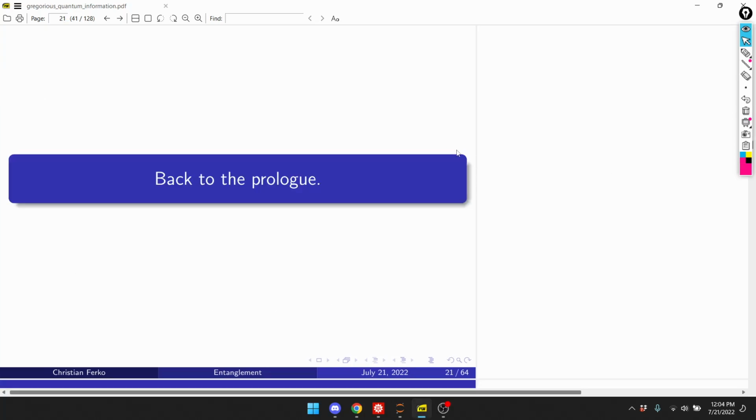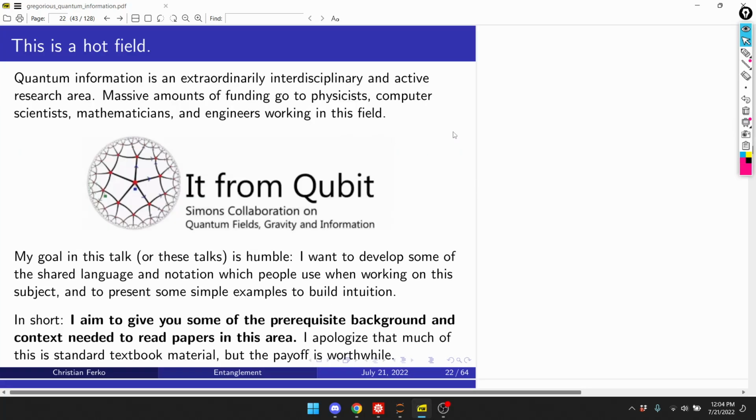Okay, this has been a long introduction. Back to the prologue. I'd like to emphasize one more time that this is a very interdisciplinary and active field. There's a lot of money being thrown at this area right now. I think historically the only close analog of how much money is being thrown at quantum information right now is the space race between the US and the Soviet Union, although in this case the main rivalry seems to be quantum information in the US and quantum information in China.